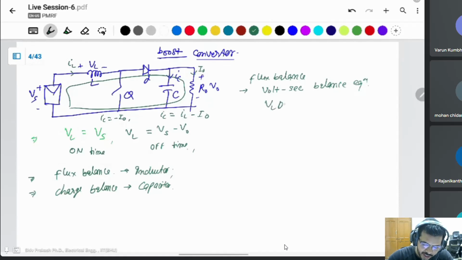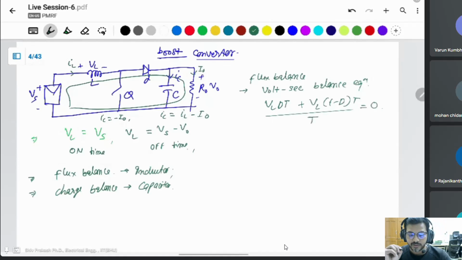VL into dt in the on time plus the voltage in the off time, the average of this should be 0. It means the average voltage of an inductor is 0. Then it will work on DC also. If this is not 0, then the inductor will not work.